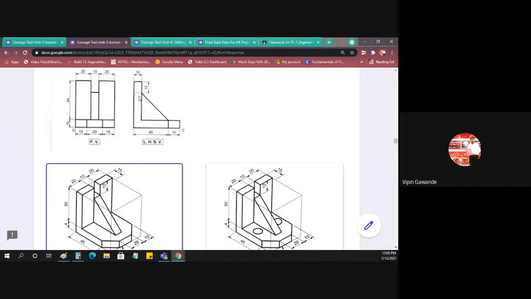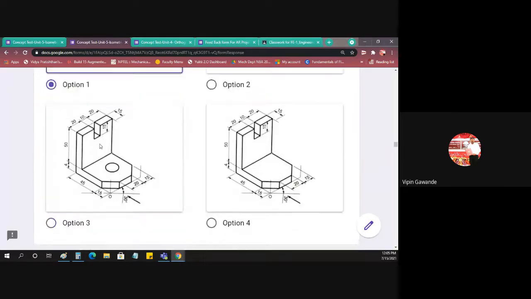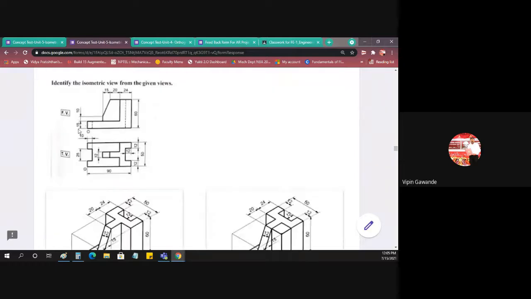And what is this dotted line? This dotted line is because of this cutout. So this cutout point, you have to transfer here, and inside this surface you have to draw the dotted line. So likewise, you have to check all the surfaces. Now let us go for this part.